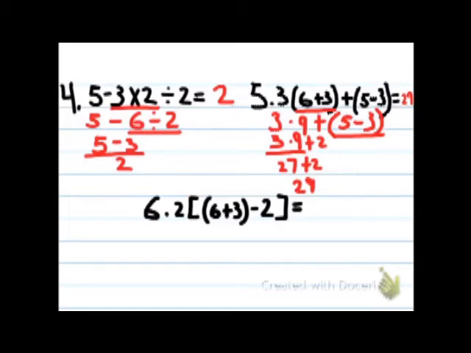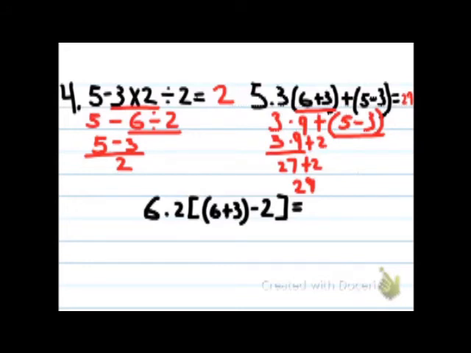For number 5, there are parentheses. So I did 6 plus 3 first. And then I got 3 times 9 plus 5 minus 3 in parentheses. Then I solved the parentheses. And then I got 3 times 9 plus 2, and then I did 3 times 9, and I got 27, then I added 2, so then I got 29.